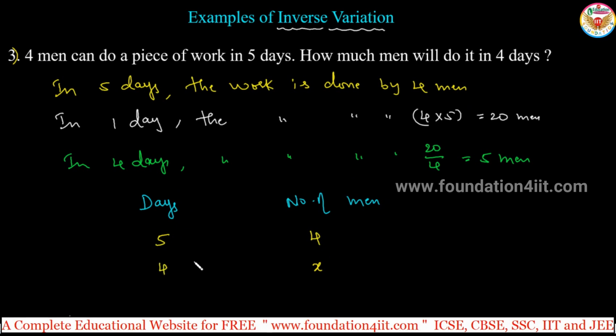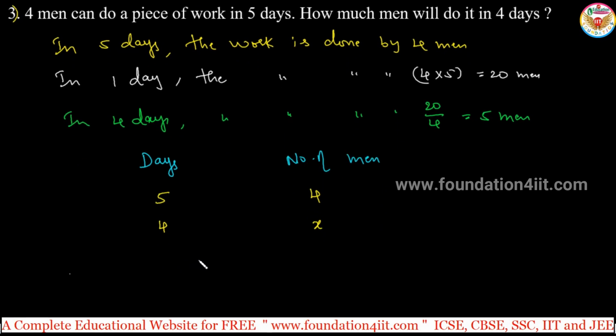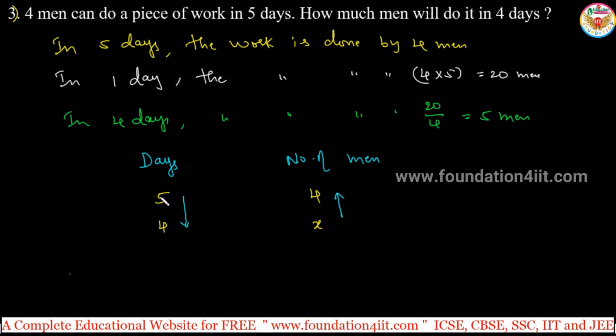So 4 is this. Now in this, one value is increasing, so the other should be decreased. So this is down, and it must be up. So it is inverse. So this 5 to 4 is decreased, no? This is a decreased value. x must be more than 4.